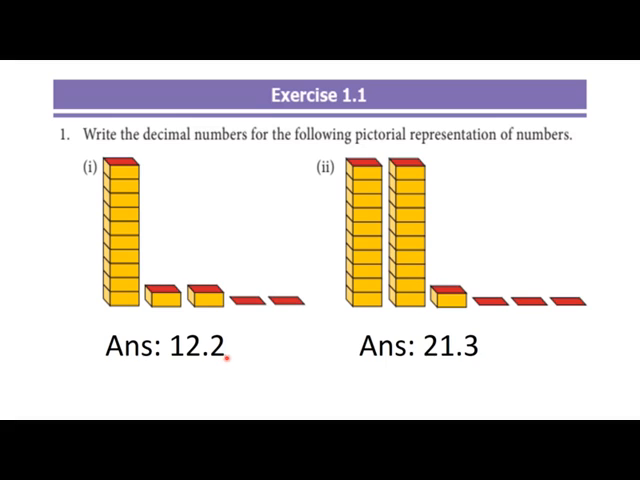Second one. Here 2 blocks are given. These full blocks represent the tens place. Here 2 blocks are there, so in the tens place you have to write the number 2. In the ones place only one box is there, so I have written 1. And then this is the tenths place, so you have to put a decimal point and then write the tenths value. Here 1, 2, 3 sheets are given. So 21.3. Is it clear? Okay.